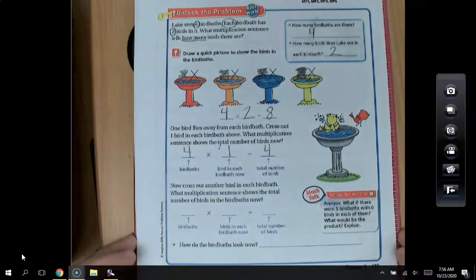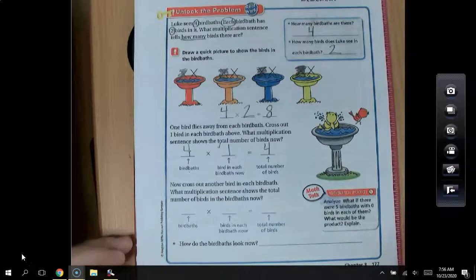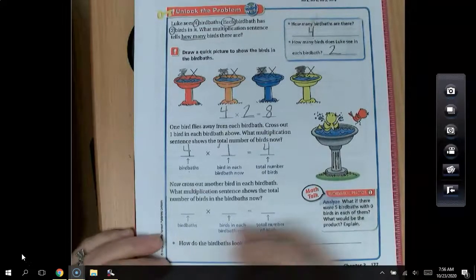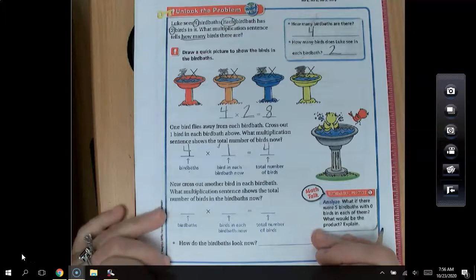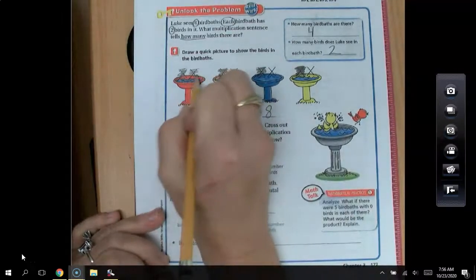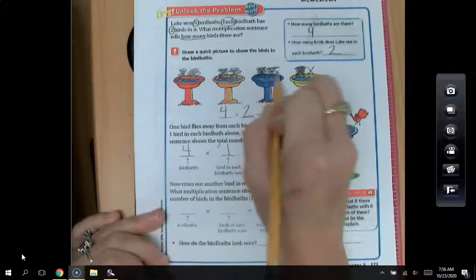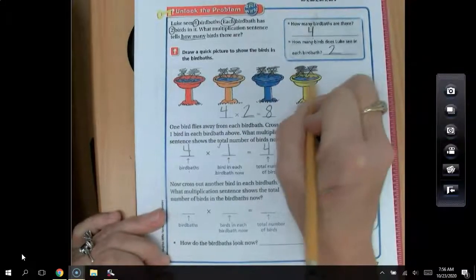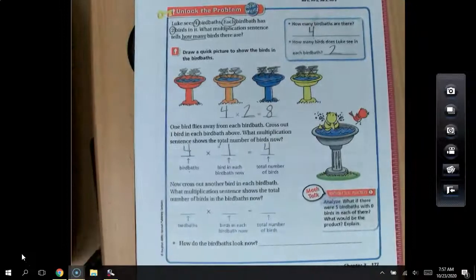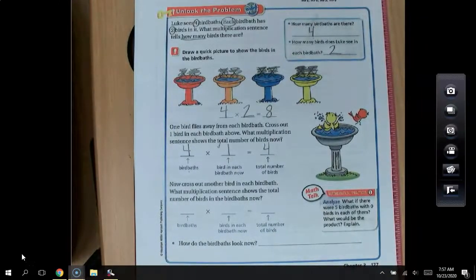All right. Well, now they want us to cross out another bird in each bird bath and write a new multiplication sentence. Okay, so cross out that other X. We don't even want to see that other X. That bird flew away. So cross those X's out.